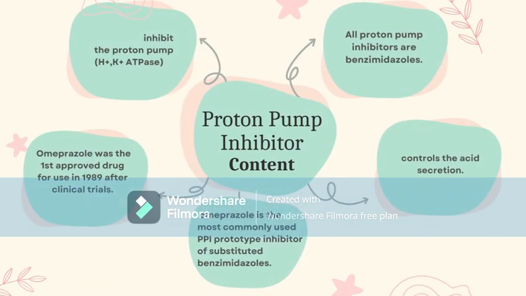First let's see, what are proton pump inhibitors? All proton pump inhibitors are benzimidazoles. They control acid secretion. Omeprazole was the first approved drug for use in 1989 after clinical trials. Omeprazole is the most commonly used PPI, the prototype inhibitor of substituted benzimidazoles. They inhibit the proton pump, H+, K+ ATPase.